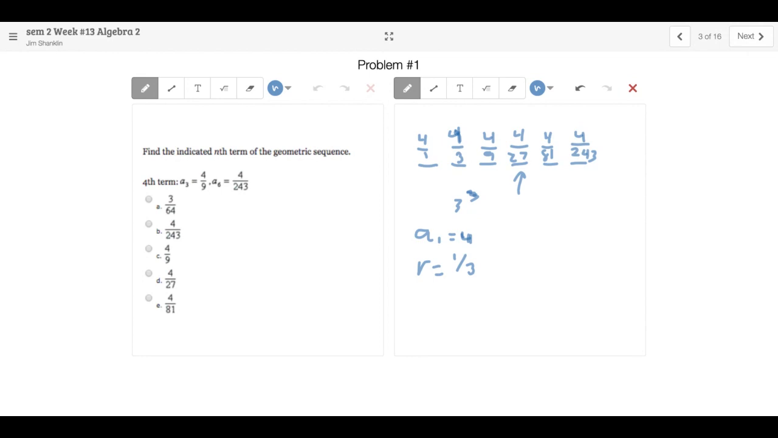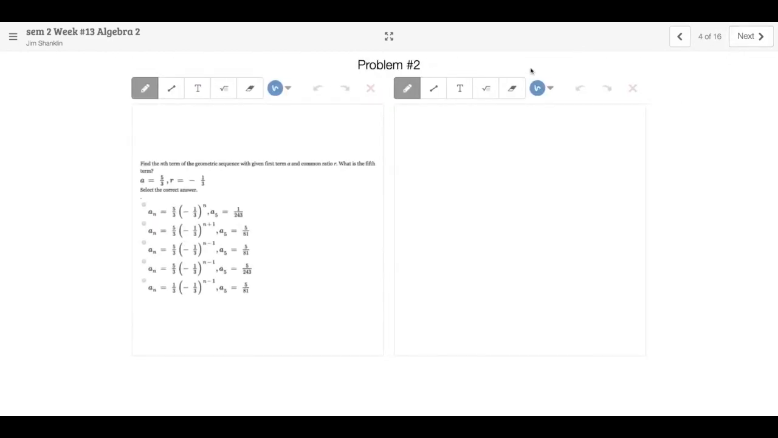All right. Now the rest of the problems on the practice are pretty easy. So for example, problem number 2, it says find the nth term of the geometric sequence with the given first term a and the common ratio r. What is the fifth term? Okay. So now they give me the information. My first term is 5/3 times my ratio, which is -1/3, to the n minus 1, right? That's how we find it. Now they want me to find the fifth term. So this is going to be 5/3 times -1/3, and then I put 5 in here. So 5 minus 1 is 4.